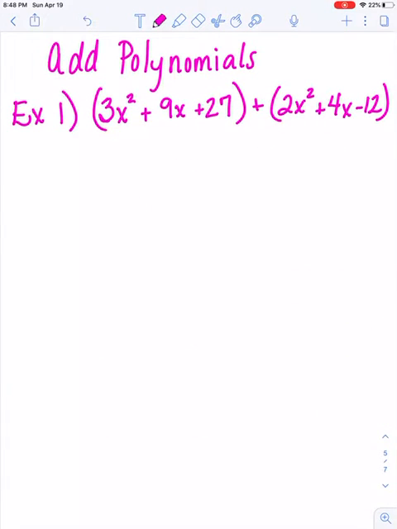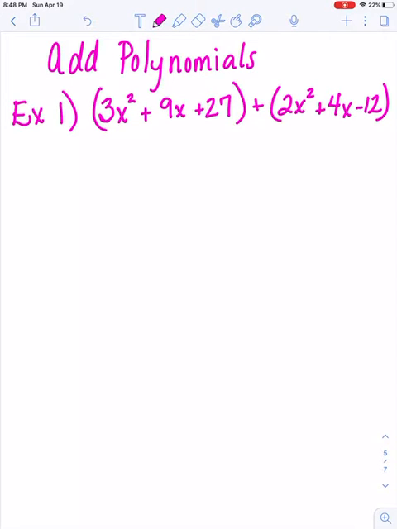All right, so moving on. I'm going to teach you how to add polynomials. There's a couple different ways that you can do this. I don't care which way works. I'm going to show you a couple different ways, and then you can choose which method works best for you.